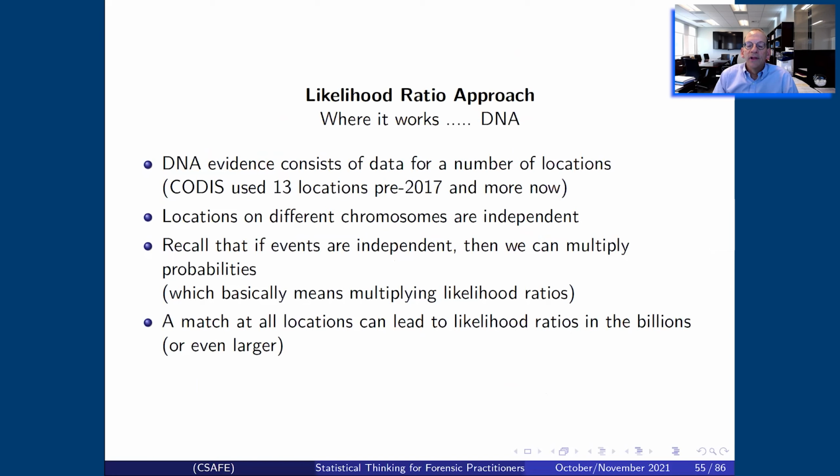The reason the likelihood ratio is talked about so much and used for DNA is because we can do this at more than one location along the genome. Before 2017, the CODIS database had 13 locations. Each was on a different chromosome, and that means they could be treated as independent pieces of evidence. Three weeks ago, when we talked about probability, we found that if events are independent, their probabilities can be multiplied, which means their likelihood ratios can be multiplied.